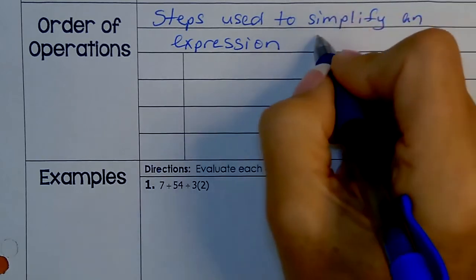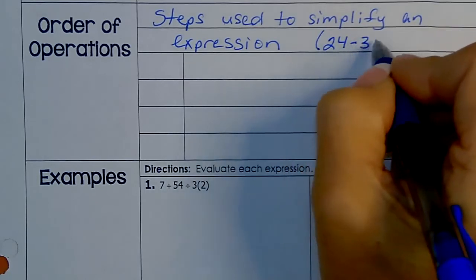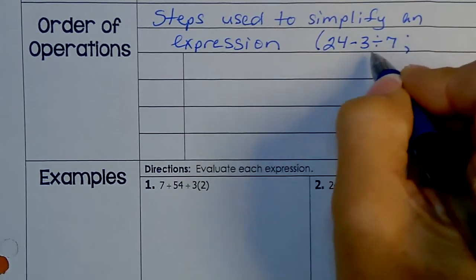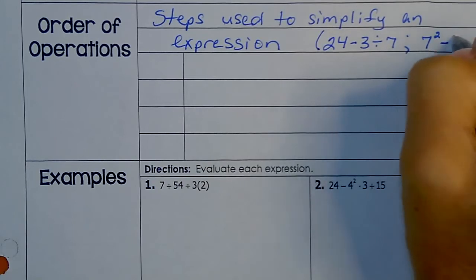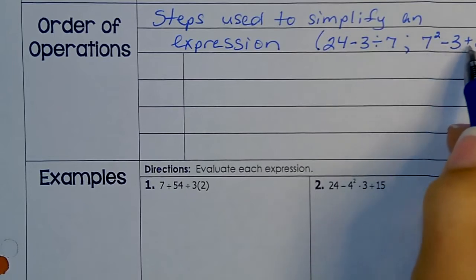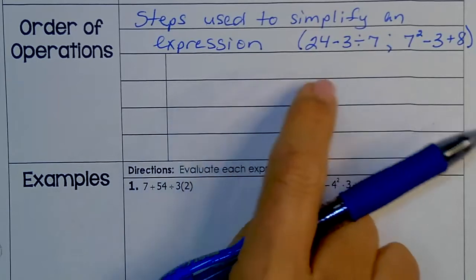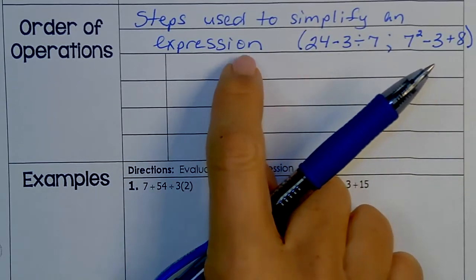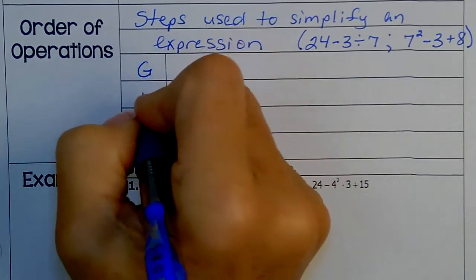An expression example could look like 24 minus 3 divided by 7. There's no equal sign. Or 7 squared minus 3 plus 8. No equal sign. So if you get something that has operations, no equal sign, then you're going to use order of operations. Okay, so your steps are GEMDAS.